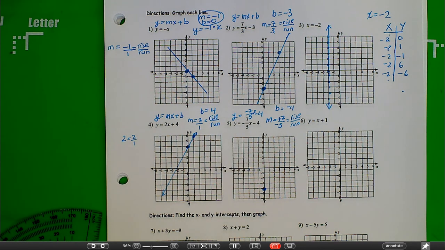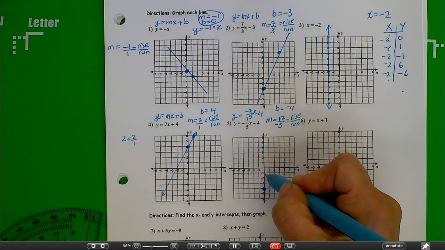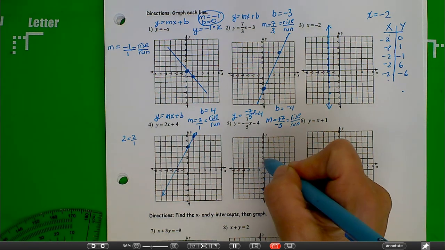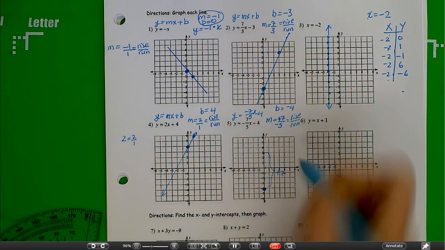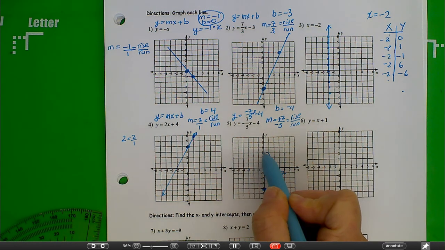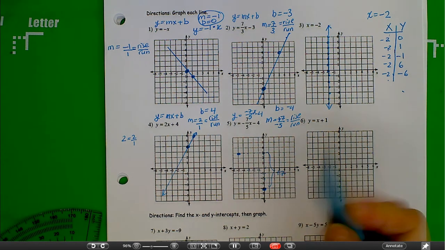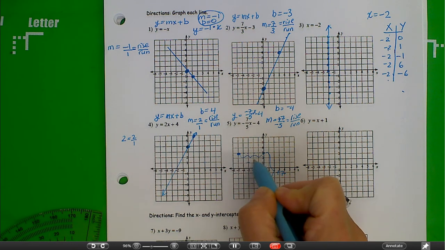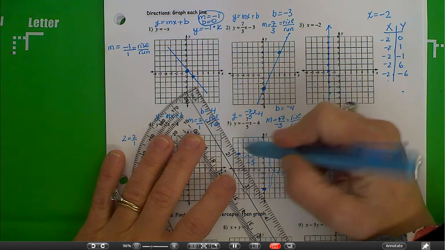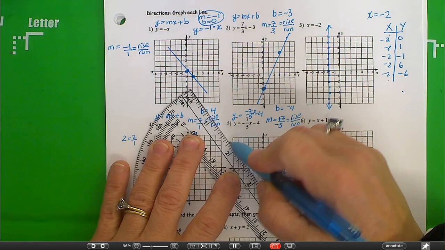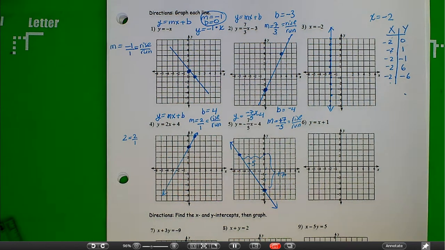So now I'm going to go up 7 to the left 5. 1, 2, 3, 4, 5, 6, 7. So this is +7. And now we're going to go to the left 5. 1, 2, 3, 4, 5. Okay. And this is -5 for the run. Let's join the points. This is our line. And here we go.